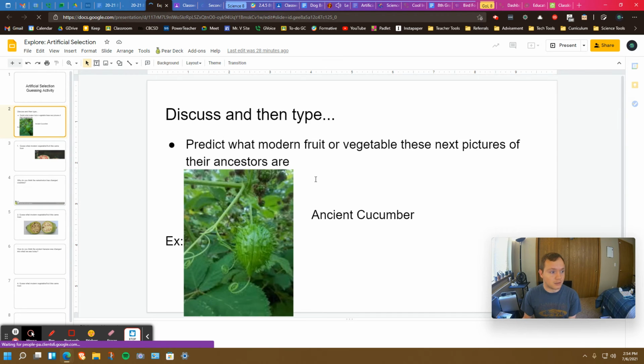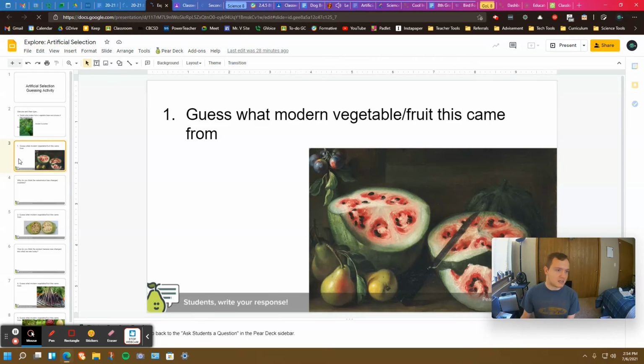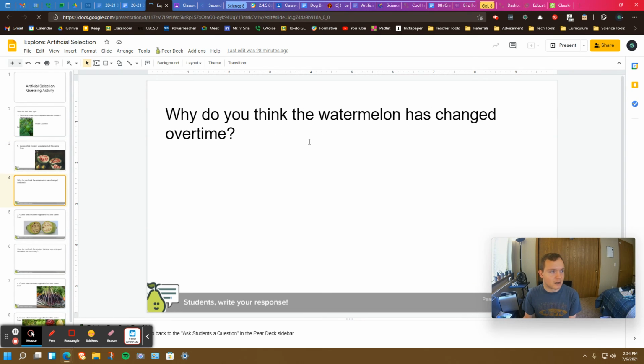So if we look at the first image here, this is our example, I think. So we have an ancient cucumber. You guys know what the modern cucumber looks like, a really big, longer thing. This is what it used to look like back in the day. So kind of crazy. If you look at our first example, you're going to answer, thinking about what does that look like? How has it changed? And you'll write about how it's changed over time.